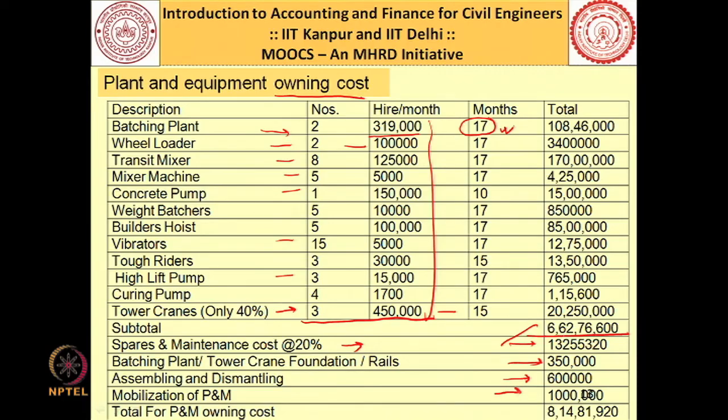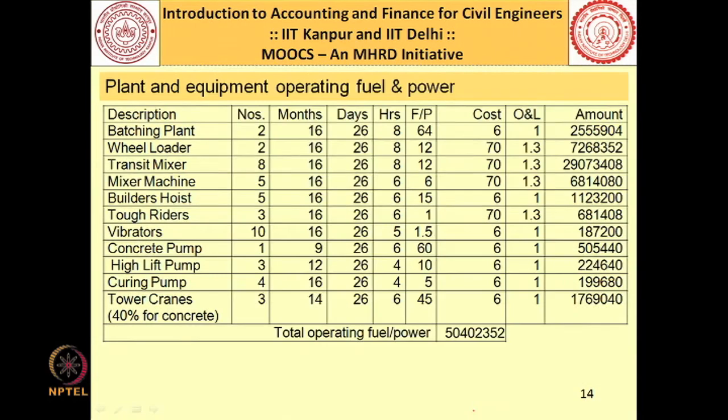Mobilization of each of these equipment also requires a lot of money. So, I have added that. So, I add all of them and I get this value as the total for plant and machinery owning cost. So, this is the cost implication if I am going to own these many equipment.